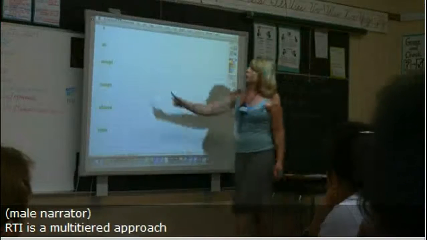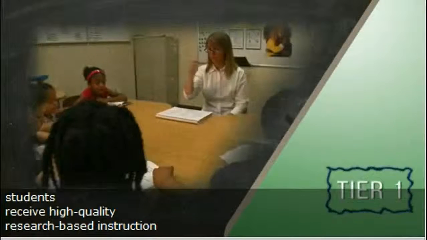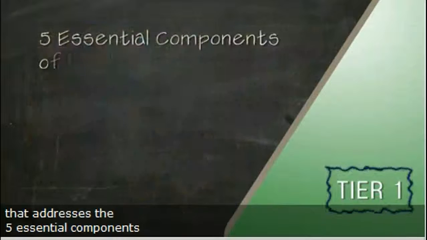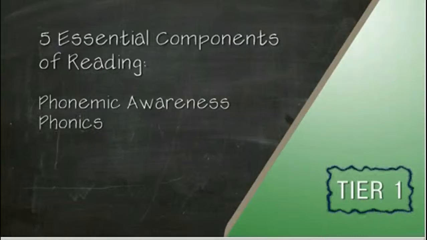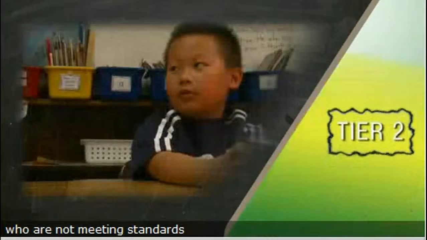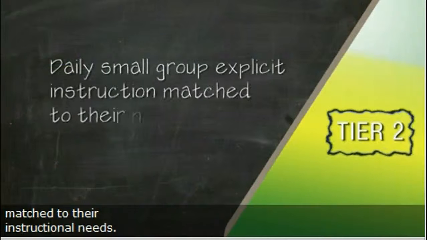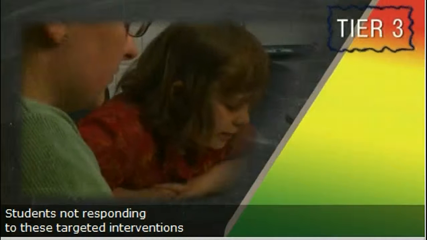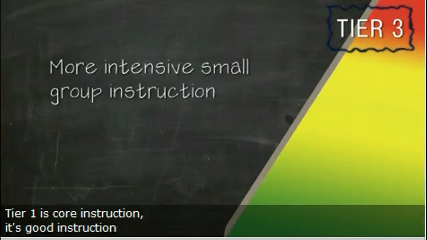RTI is a multi-tiered approach to addressing the needs of all students. During core instruction, or Tier 1, students receive high-quality research-based instruction that addresses the 5 essential components of reading instruction, including phonemic awareness, phonics, fluency, vocabulary, and comprehension. In Tier 2, students who are not meeting standards receive daily small group explicit instruction matched to their instructional needs. Students not responding to these targeted interventions receive more intensive small group instruction in Tier 3.